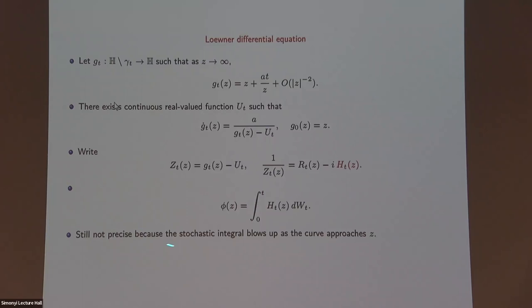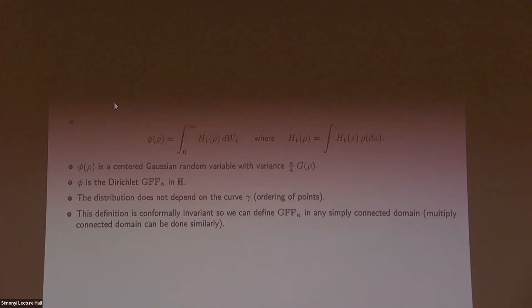So then we define phi of z, and that t should be at infinity there. Phi of z is just the integral of that. Okay, this is not precise because the stochastic integral blows up. But if you want a precise definition, most people here will know this.